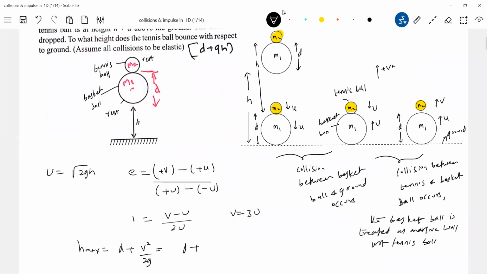So this is D, and this will be (3U) whole square by 2g. So D plus 9U square by 2g. And what is U square by 2g? We can write it as h further. So D plus 9h.